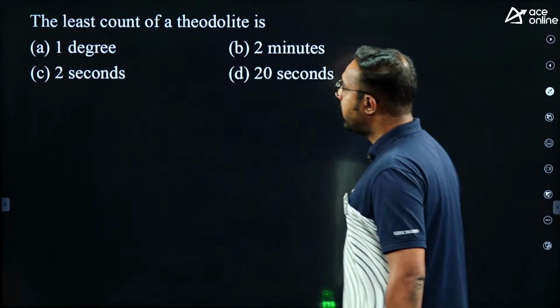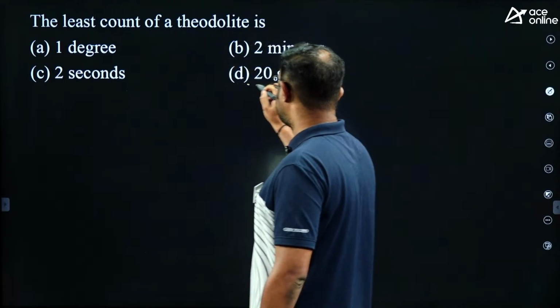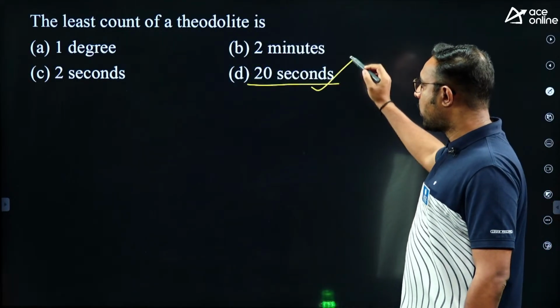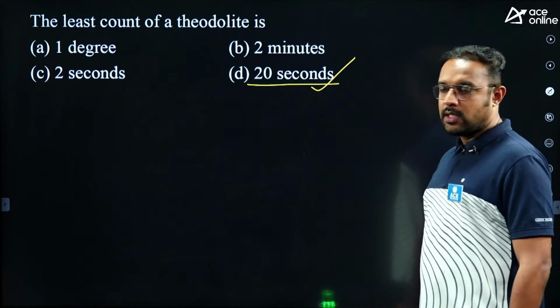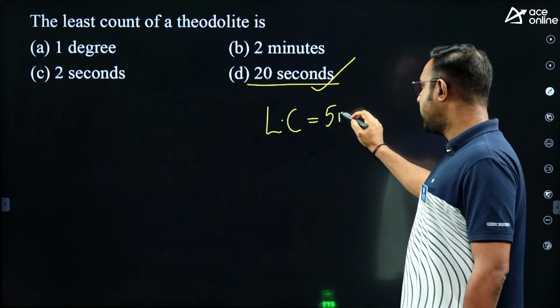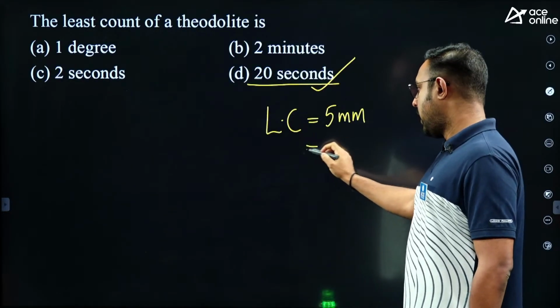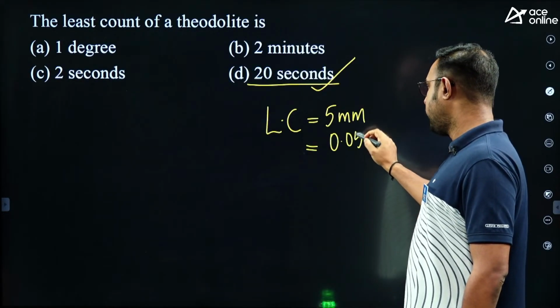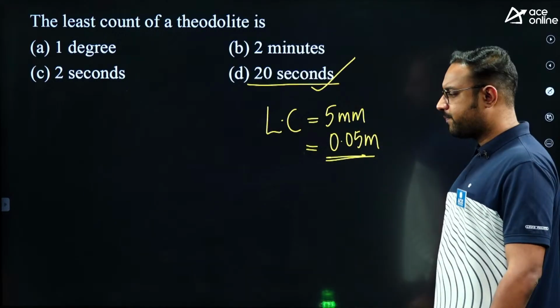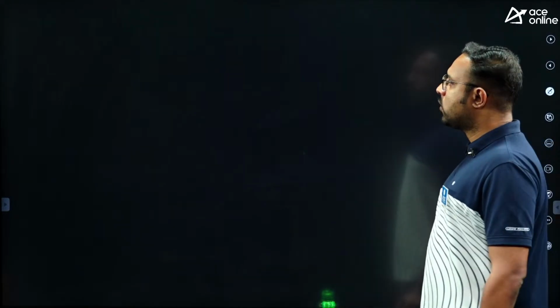Okay, so you see the least count of a theodolite, standard value, it is 20 seconds. Least count of a vernier theodolite is what? 20 seconds, please remember. What is the least count of the leveling staff? 5 mm or 0.005 meters. Okay, these are standard values. I know that you know this. Very good. Next question, let us see.